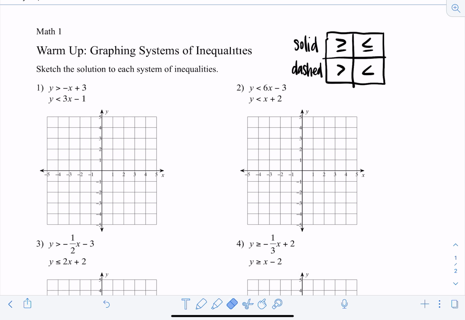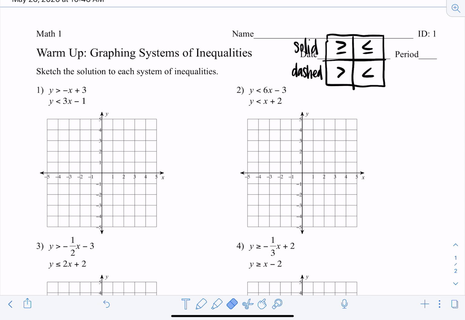In terms of shading, greater than, we shade above. Above. And less thans we shade below in general. This is kind of our little handy dandy thing. And this is all for when there's a y over here. So these are about y. It's a little different for x. We'll get there in a minute.